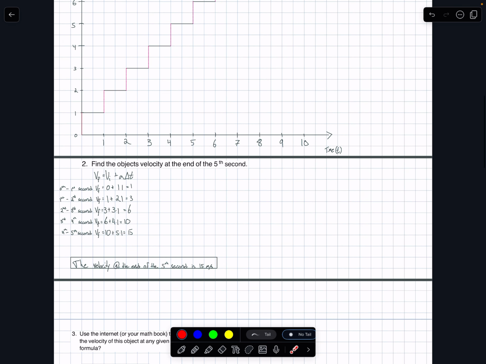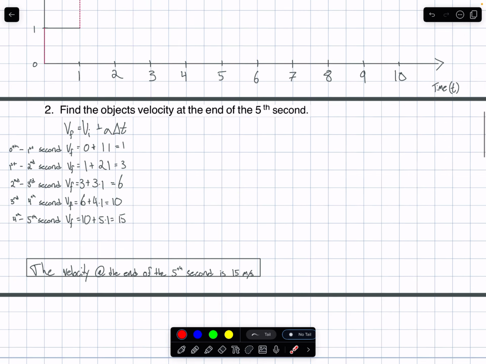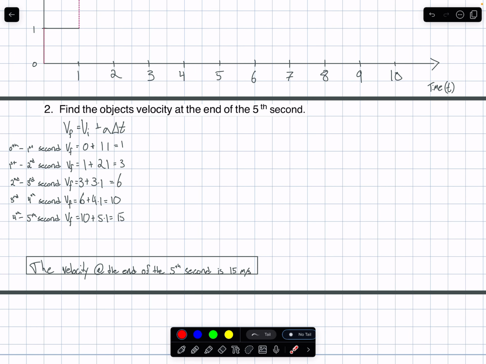And then I needed to find the object's velocity at the end of the 5th second, and for that I used this equation, and I found that at the end of the 5th second we have a velocity of 15 meters per second.